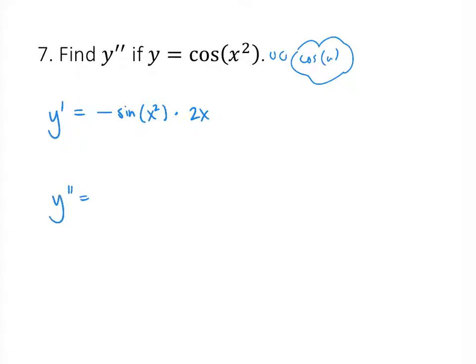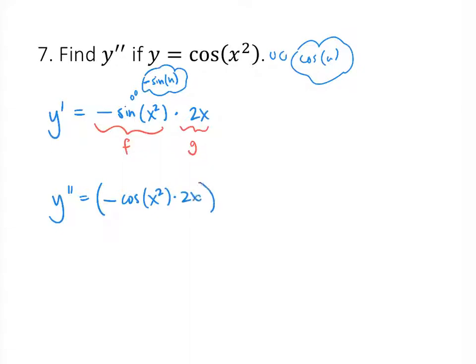And so when I look at y prime here, what I should notice is that it is a product. If I think of this first function as f and this second function as g, then I need to use the product rule. So I've got f prime. Now the derivative of negative sine of x squared, we're going to think of that as negative sine of u. That negative is a constant multiple, so that's just going to stick around. The derivative of sine of u is cosine of u, but then we have to multiply by the derivative of u. So that's my f prime.